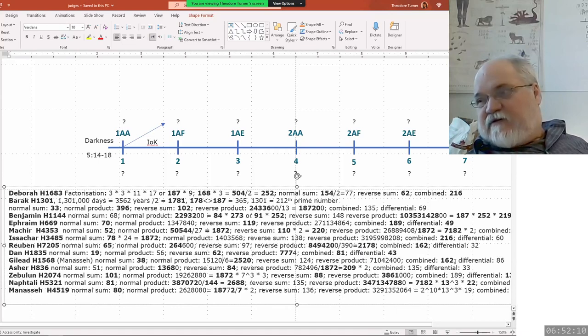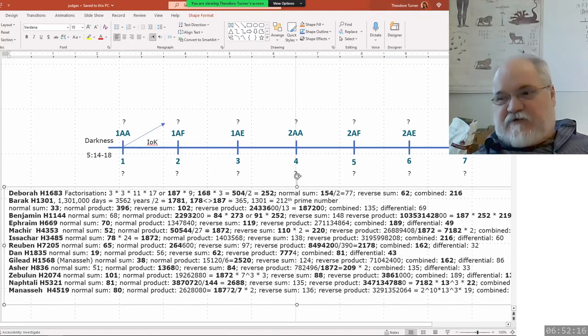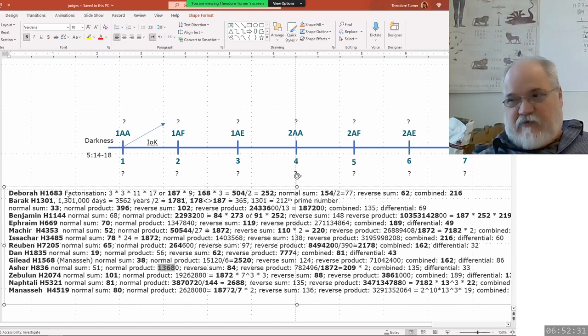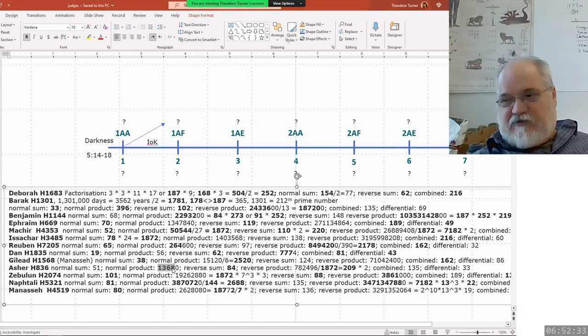And the combined is 162. Then we have Asher, his normal sum is 51. But his product here, 13680, we can see that it's got the digits of the 1683 that we see in Deborah, right? Those digits. It's in a different order, but it's still those digits.